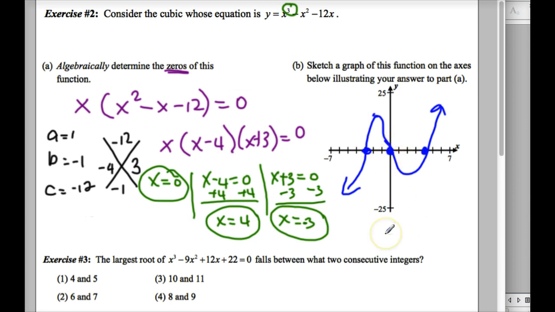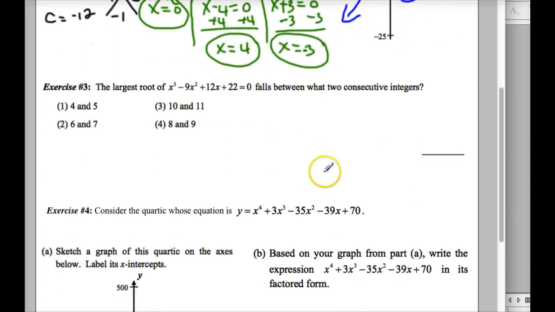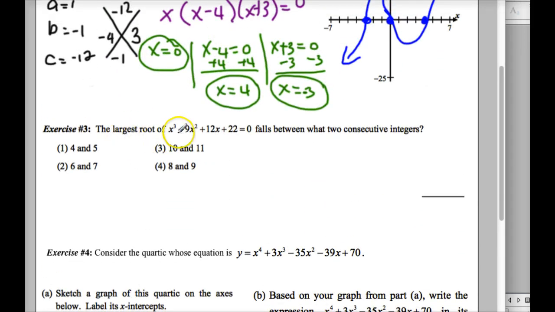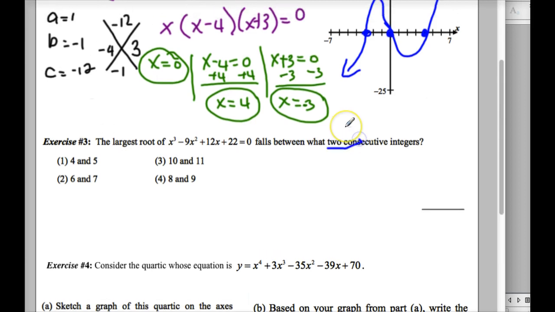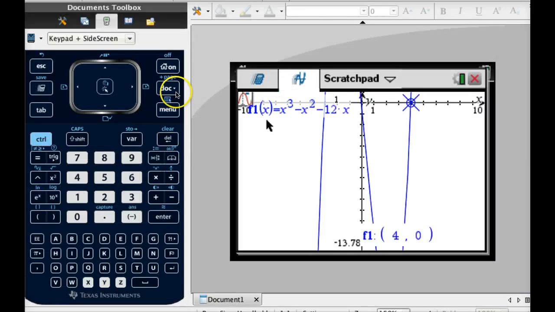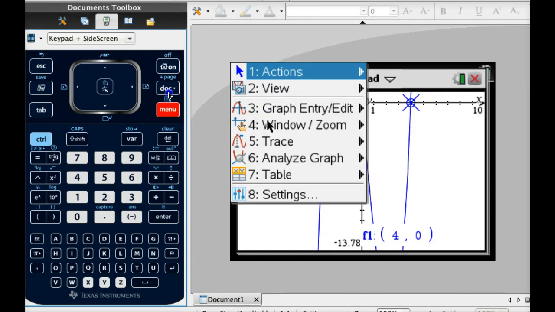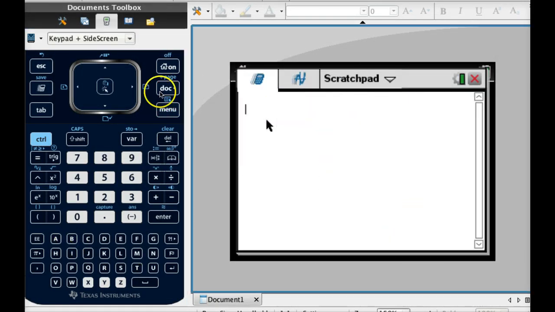Now the reason why I show you that trace is because for number 3. Number 3 says the largest root of this falls between which two consecutive numbers, and it's asking for the largest root. So we need to graph this first. So I'm in my calculator. I'm going to clear this off because I need to enter a new function.